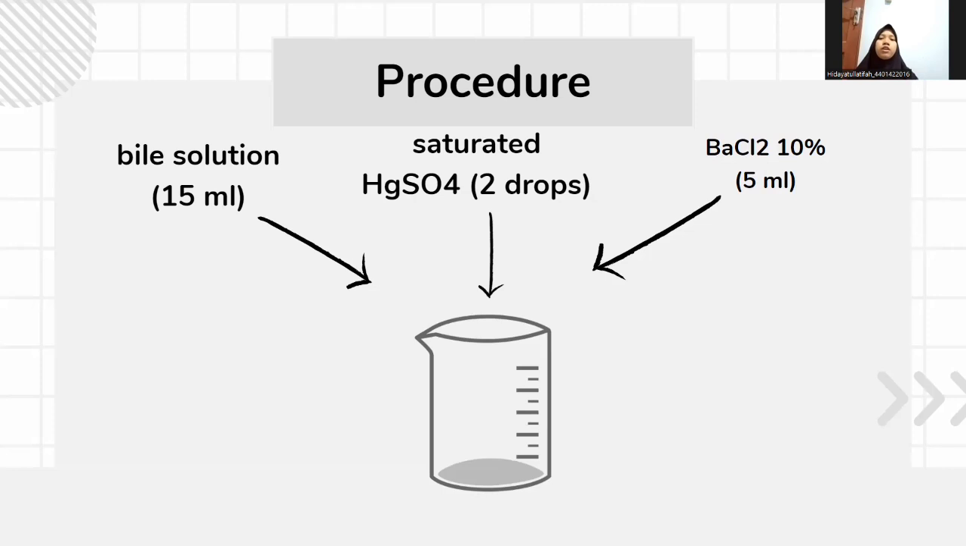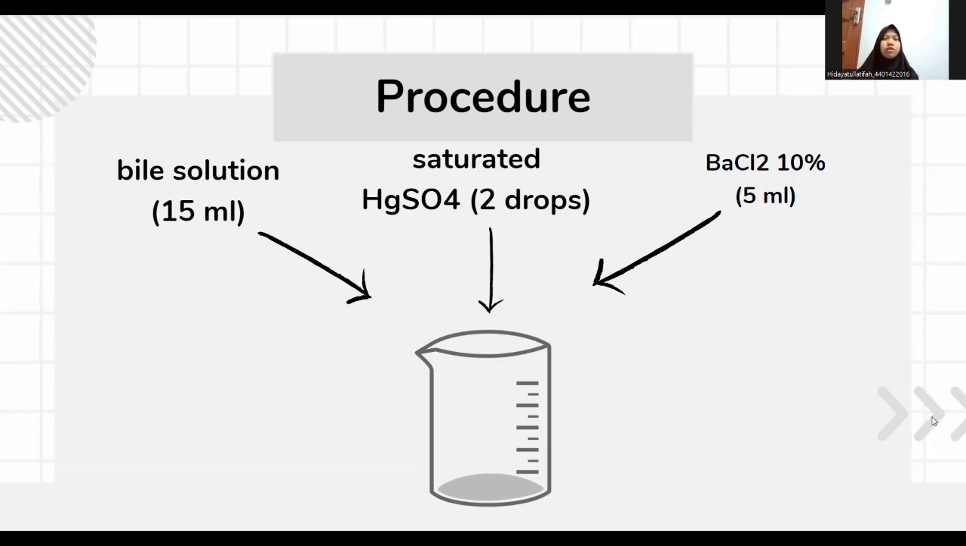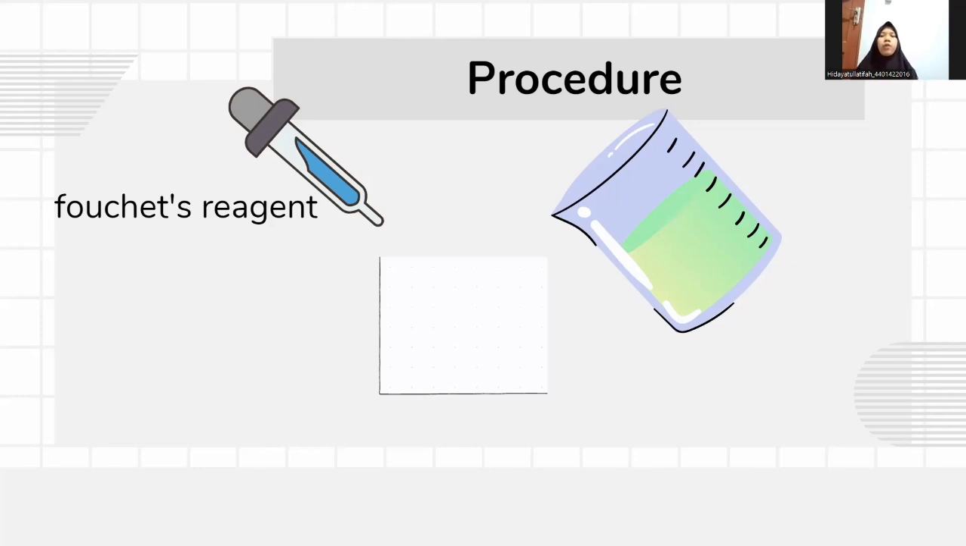Okay, now we continue to discuss how the practicum procedure will be carried out. First of all, we need to prepare a clean and dry 25 milliliter beaker glass. Then add 15 milliliters of bile solution, 2 drops of saturated mercury oxonium sulfate, and 5 ml of 10% barium chloride. After that, wait for a precipitate to form.